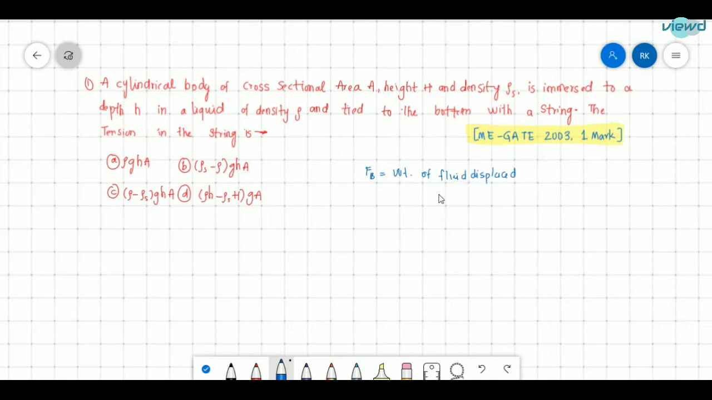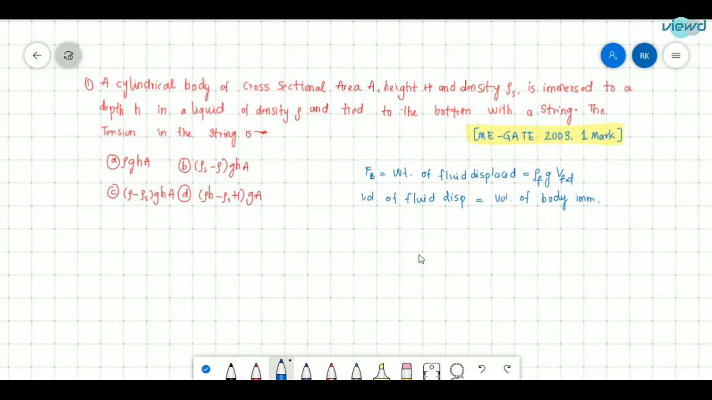Buoyancy force is equal to weight of the fluid displaced, and volume of fluid displaced is equal to volume of body immersed. So these two should be remembered. And what is the weight of fluid displaced? Density of the fluid, acceleration due to gravity, and volume of fluid displaced. So remember these both. With these both, we can solve any type of problem.